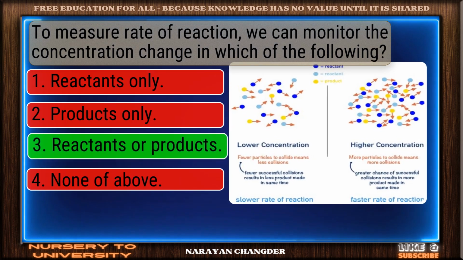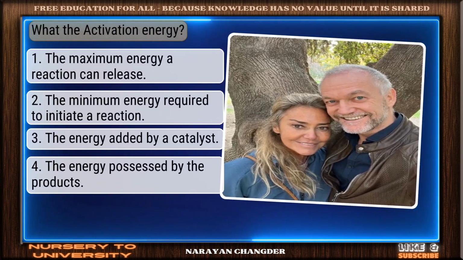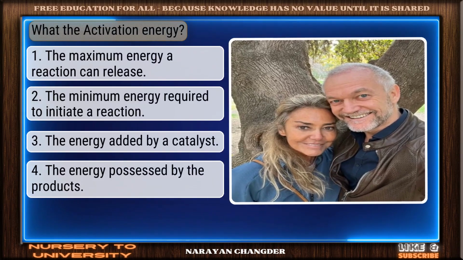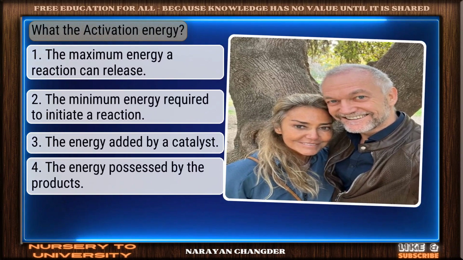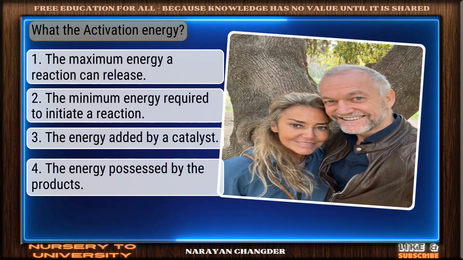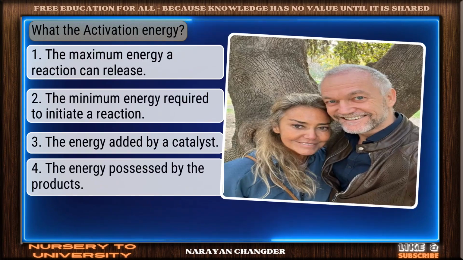Reactants or products, well done. What is the activation energy? Option 1, the maximum energy a reaction can release. Option 2, the minimum energy required to initiate a reaction. Option 3, the energy added by a catalyst. Option 4, the energy possessed by the products.